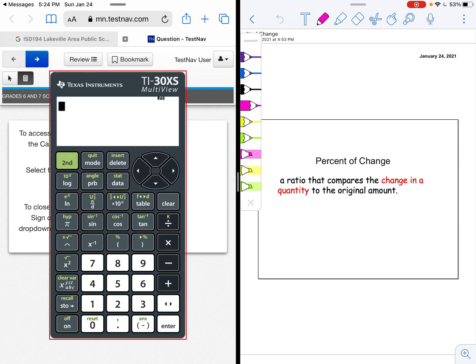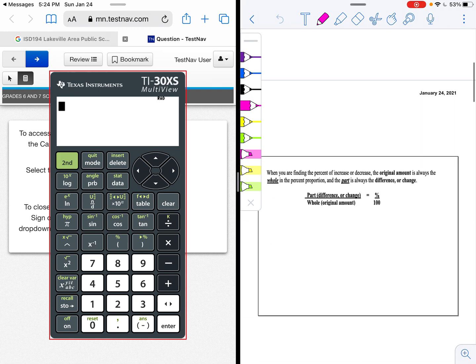Today's lesson is about percent of change, and percent of change is a ratio that compares the change in a quantity to the original amount. So we are still going to be using the percent proportion. So let's get started. You see I have my calculator open on the left. You may also have a calculator ready.